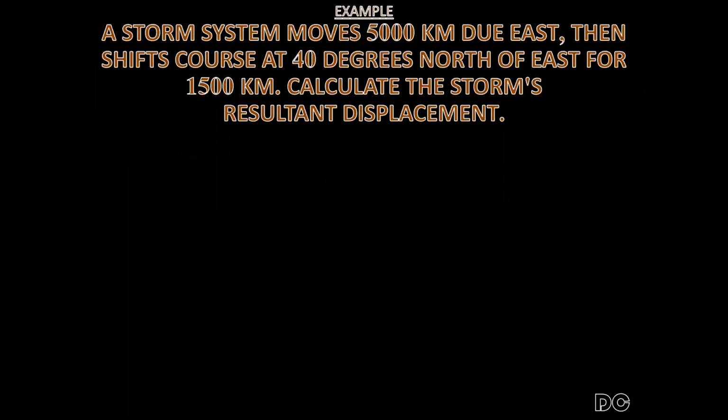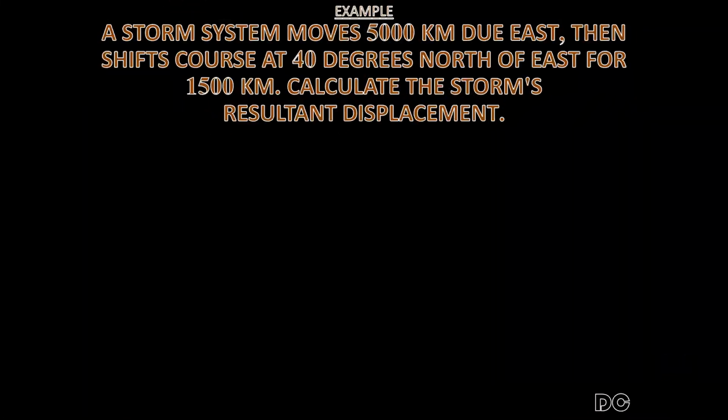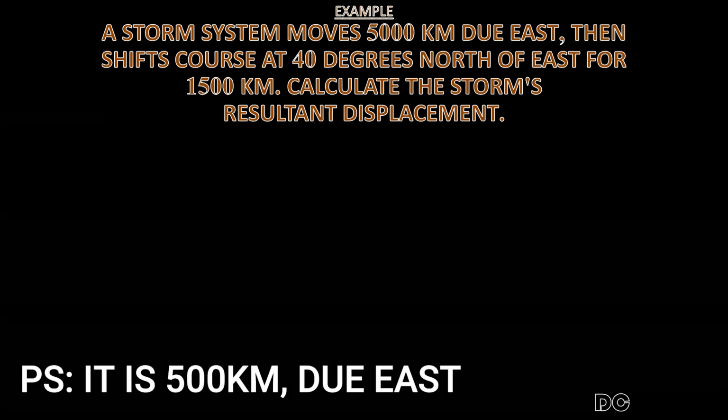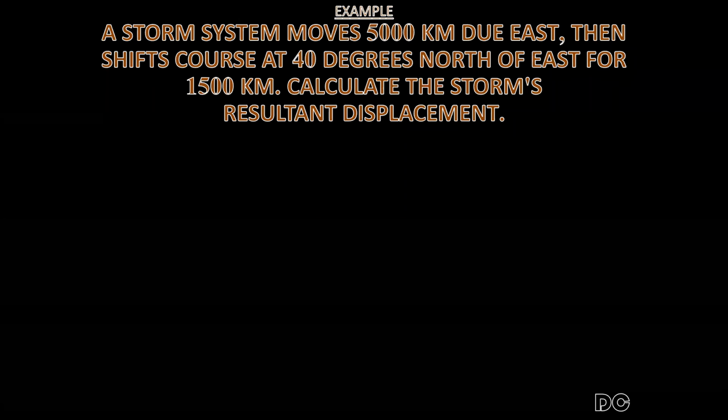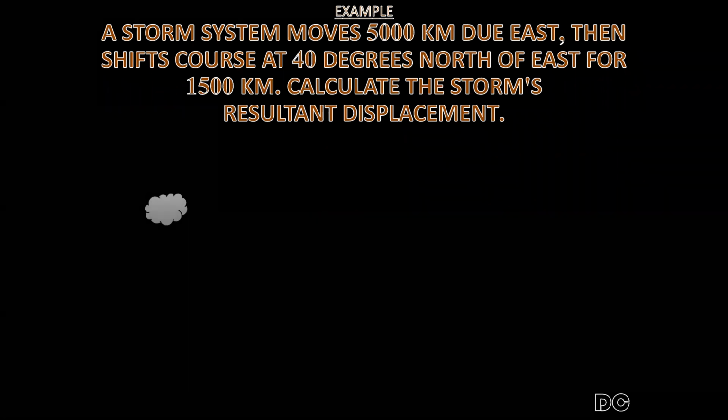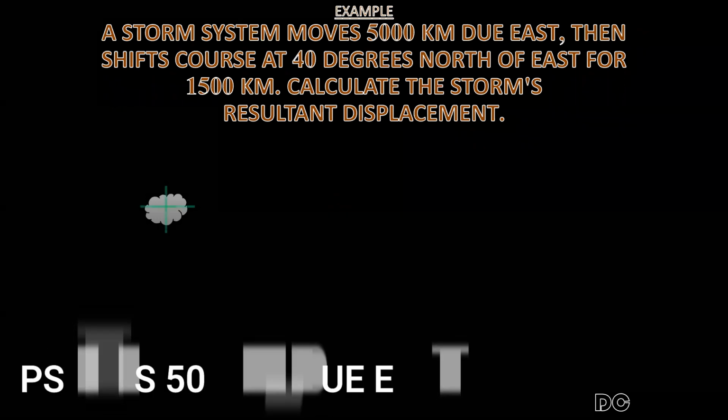Okay, try to solve this problem. If the storm moves 5,000 kilometers due east, then shifts course at 40 degrees north of east for 1,500 kilometers, calculate the storm's resultant displacement. First we have to illustrate, to be able to solve for its resultant. If this is the storm, then it moves 5,000 kilometers due east.